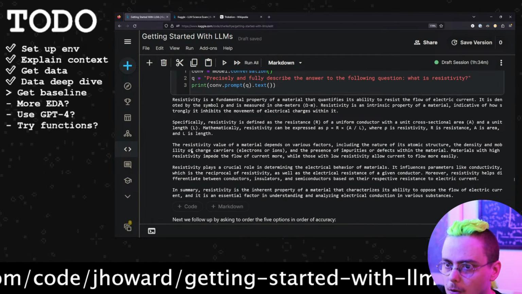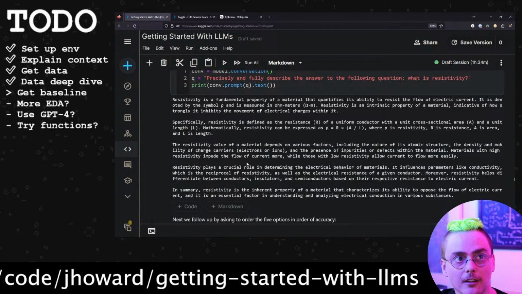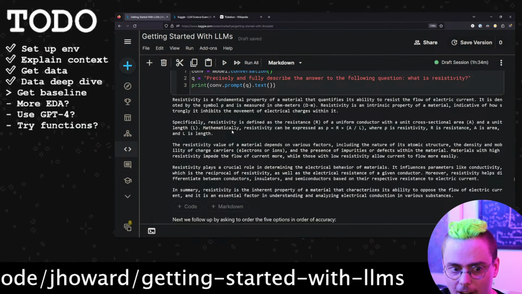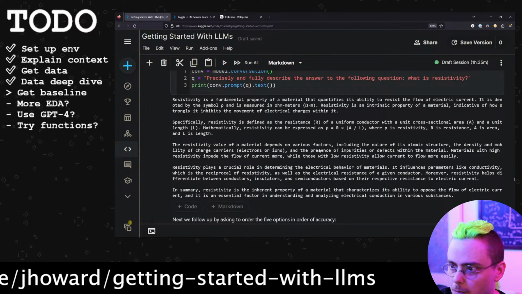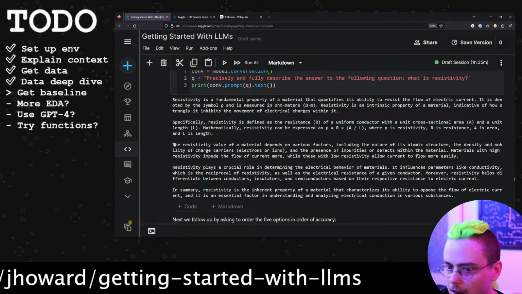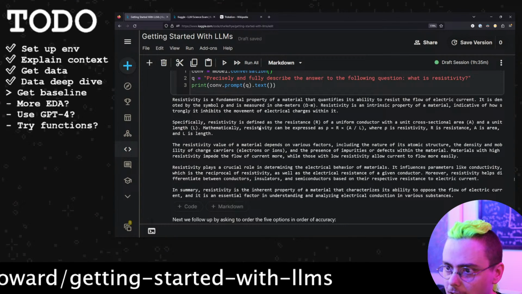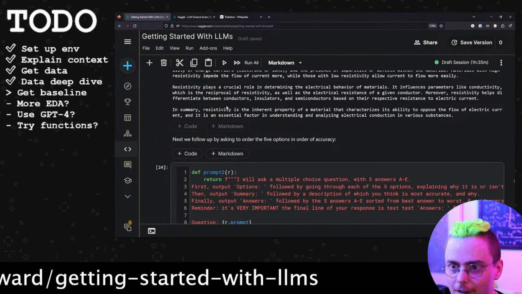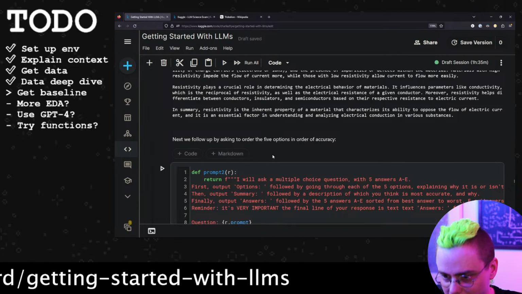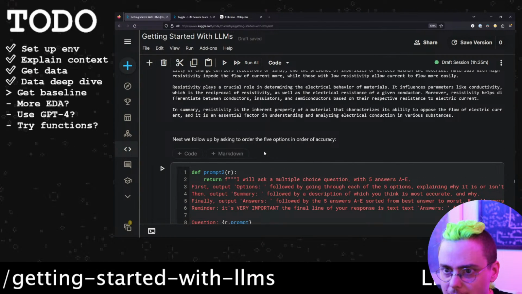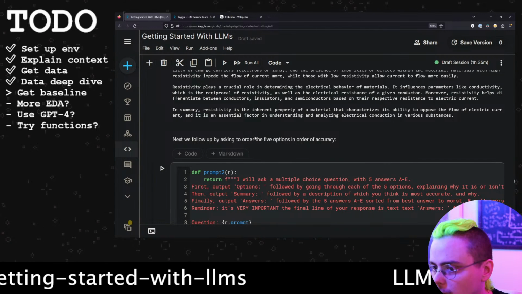All right, so we've got our response from our model: precisely and fully describe the answer to the following question. The difference here is we're prompting the language model to actually write its thoughts out first. So it's writing a bunch of stuff about this. Some of this might be incorrect. I haven't done any electrical calculations recently. Back when I was a neuroscientist, I had to think about that sometimes, but not so much these days, working with neural networks instead of brains. But yeah, we've got an answer.